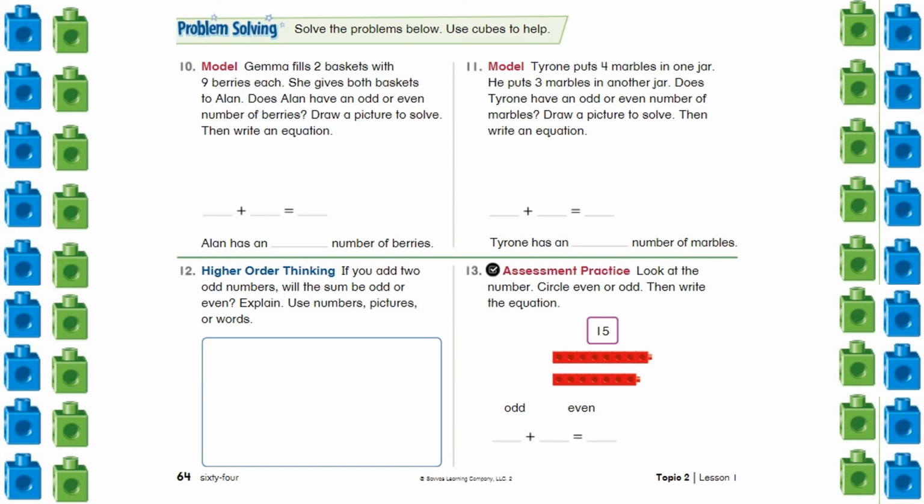Okay, think about this. We said even numbers have a 2, 4, 6, 8, or 0 at the end, which means odd numbers don't. They have a 1, 3, 5, 7, or 9. If you add two odd numbers, will you get an even number? Try it out. Finally, number 13, assessment practice. Oh, so this is telling you it might be on a test. Look at the number, circle even or odd, then write the equation. Hey, we've already done a couple like these. No problem.